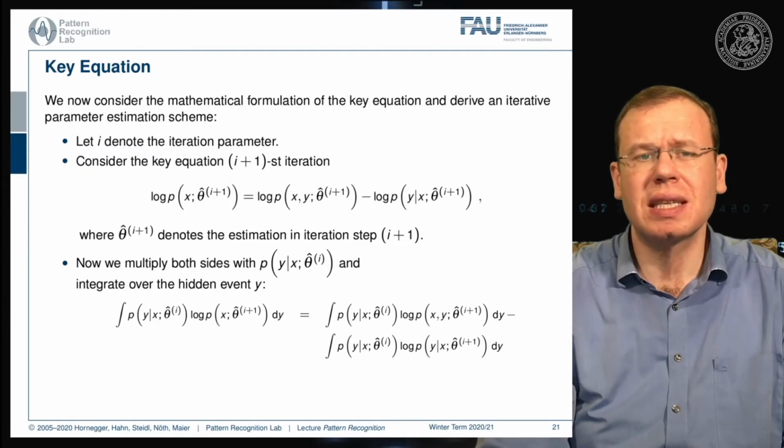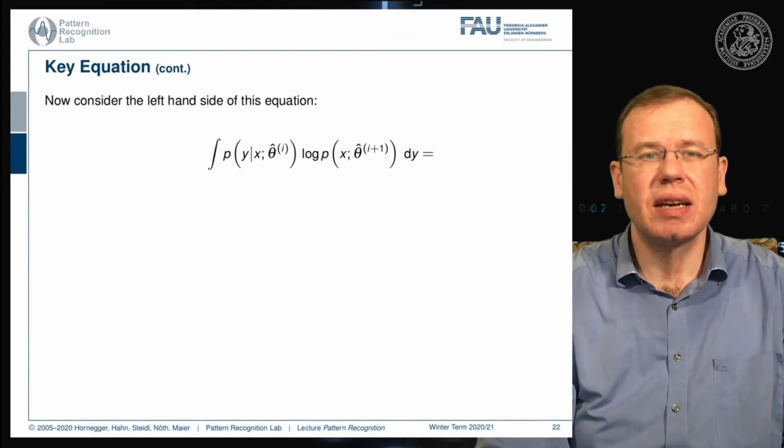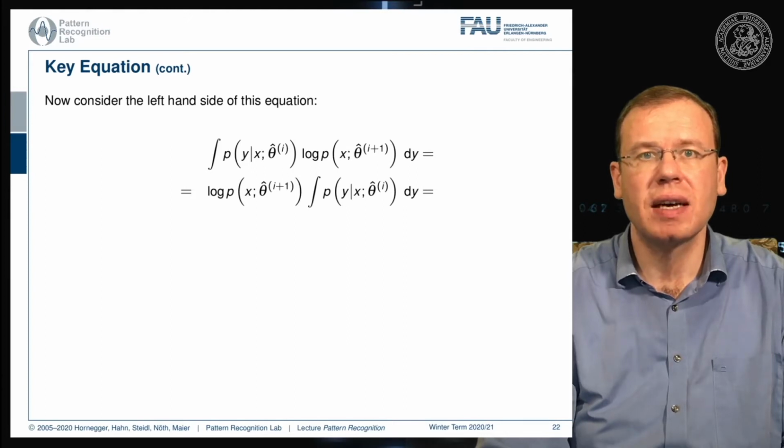And now you already see that this looks kind of familiar. So let's look a little bit more on the left hand side. Here you can see that if we rearrange this a little bit, we can pull out the logarithm and the probability of x and theta i+1, and this then can be rearranged because the integral over p of y given x over the entire domain of y is just going to be 1. So we remain with the logarithm of the probability of x.